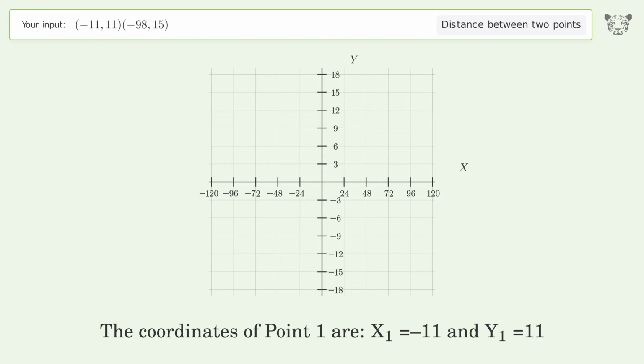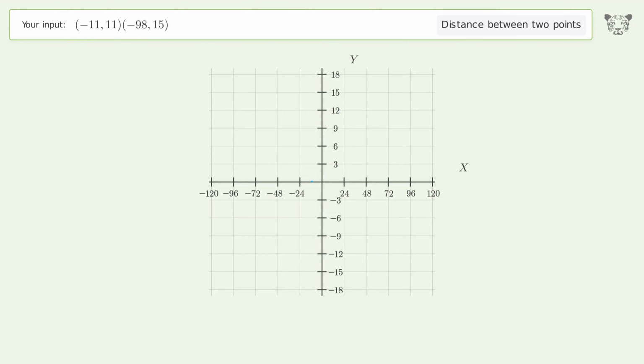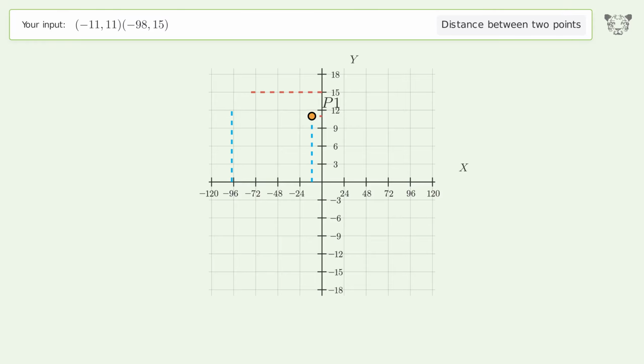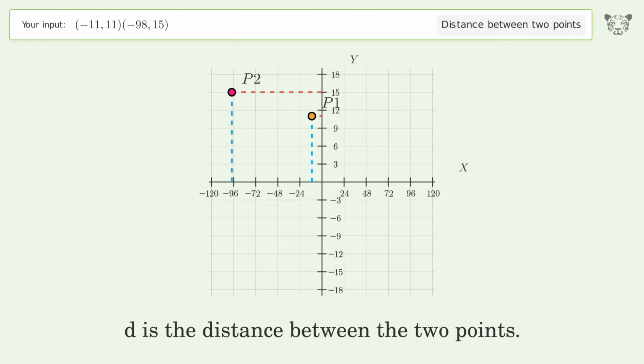The coordinates of point 1 are x1 equals -11 and y1 equals 11. The coordinates of point 2 are x2 equals -98 and y2 equals 15. D is the distance between the 2 points.